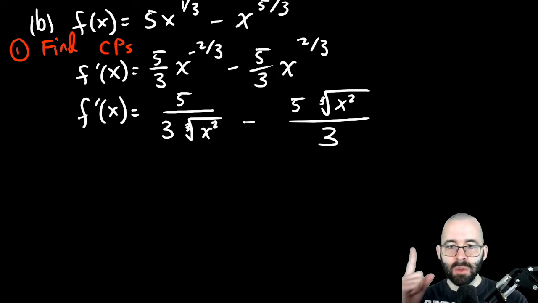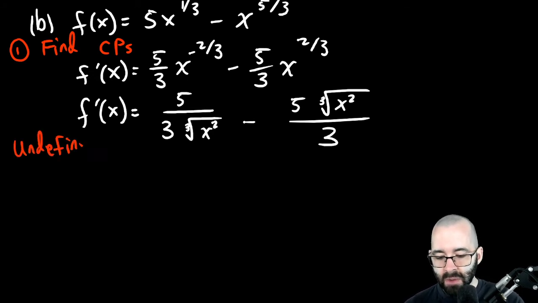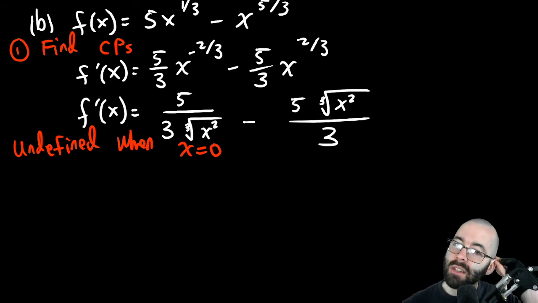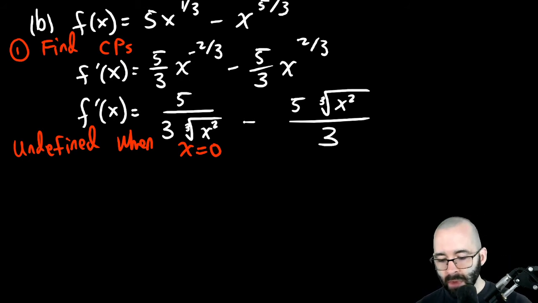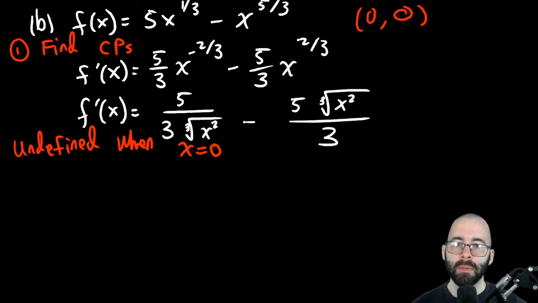So we need to find when this is equal to 0 and when this is undefined. We'll start with the easier one, I think. It's undefined when x is equal to 0. That's the only way that can cause this to be undefined. It's undefined when we divide by 0. Most frequently that's what we're going to see. So we're going to have a critical point at 0 comma something. Let's just do it right now. If we plug in 0 here, we should get 0 comma 0. You could use a calculator to plug that in as well.